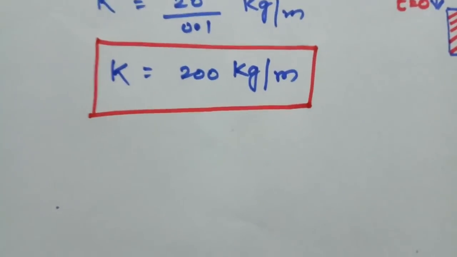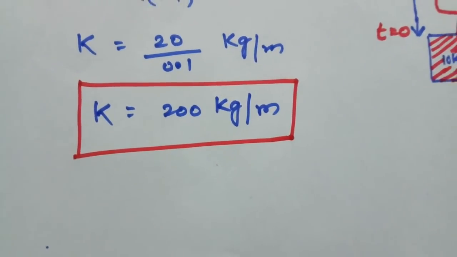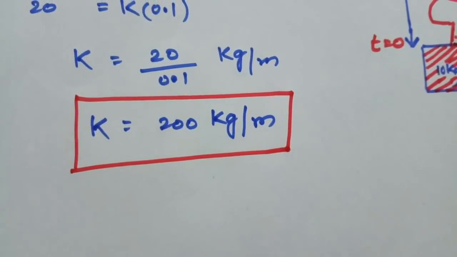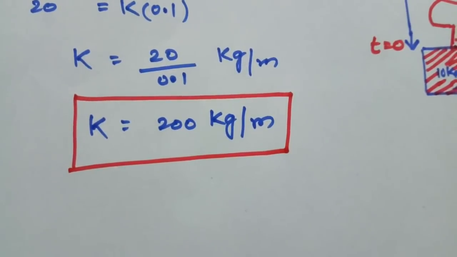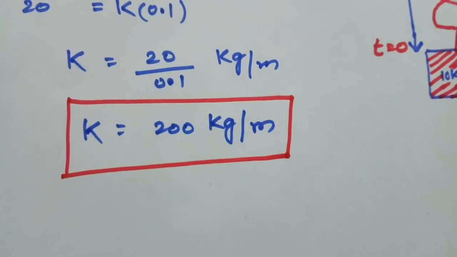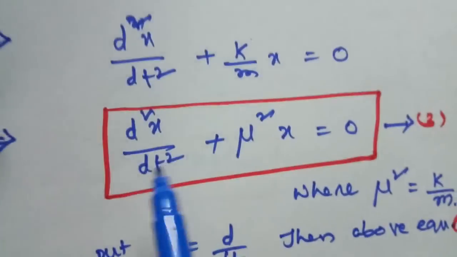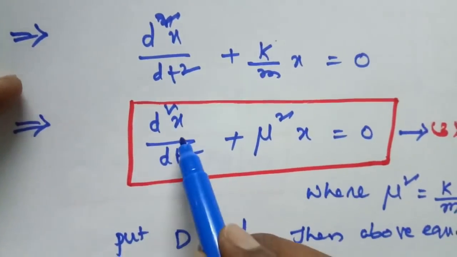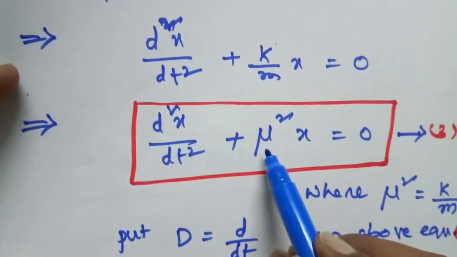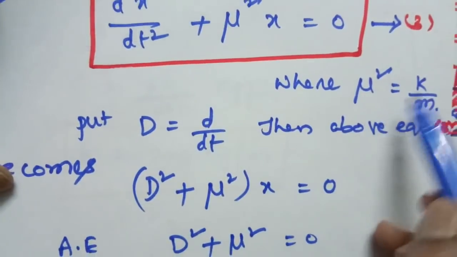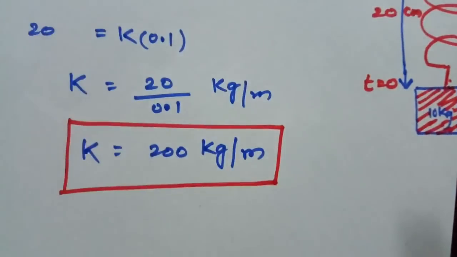Now in the free oscillations we proved that the equation of motion of the spring mass system is d square x by dt square plus mu square x is equal to 0, where mu square is equal to k by m. K is the spring constant, m is the mass. So first we have to find the mass of the body.